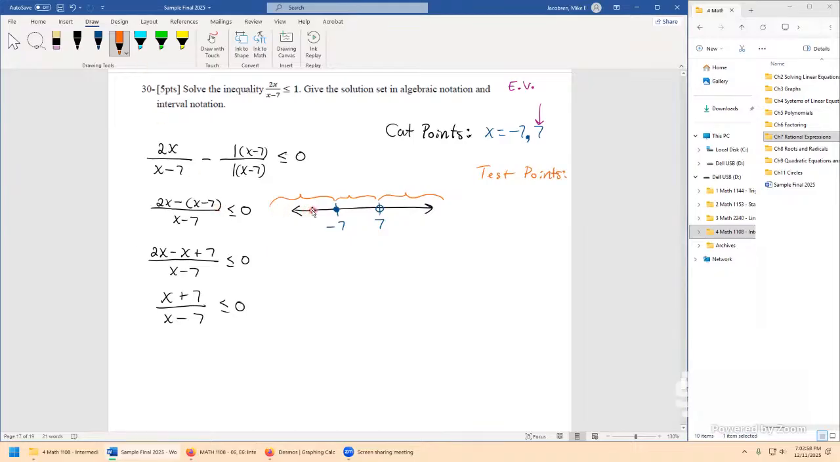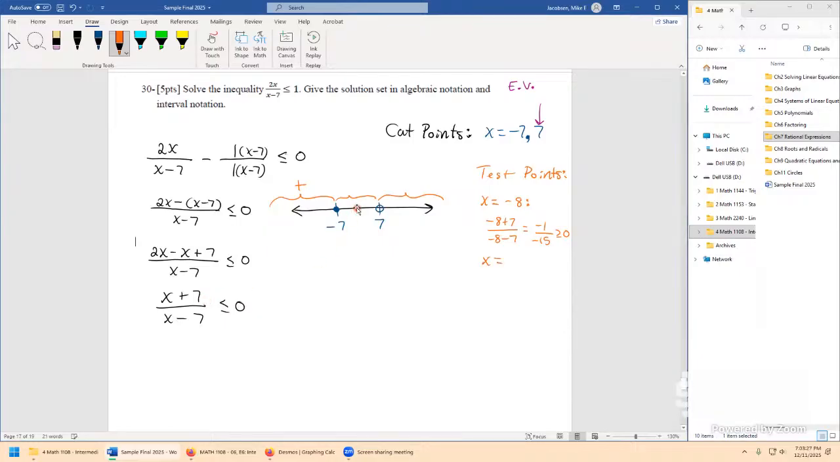In this interval right here to the left of -7, we need to pick a convenient value for x. Let's go with -8. Plug it into the inequality in this form where we got less than or equal to 0, and we get (-8 plus 7) over (-8 minus 7) equals -1 over -15. Negatives cancel, so that's greater than or equal to 0. So we get positive in that region.